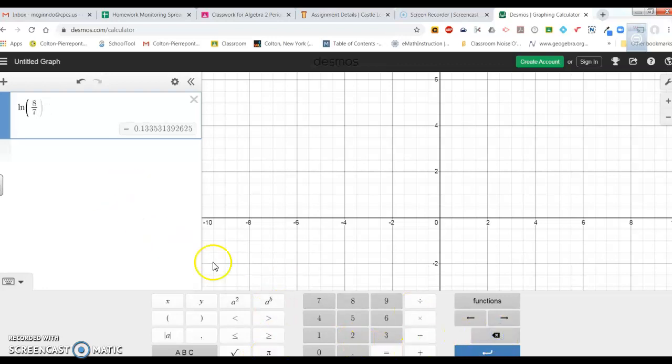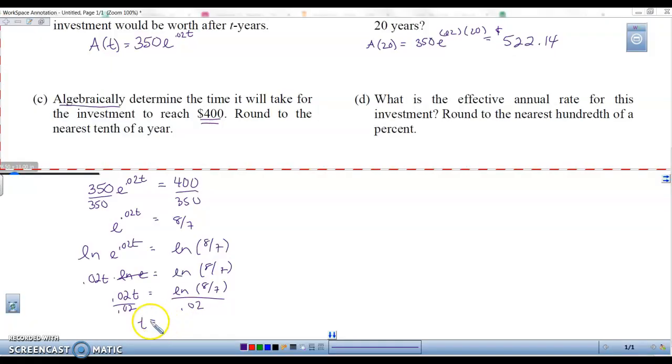Forward arrow first to get rid of the parentheses. And then divided by 0.02. And you see it comes out to be approximately 6.67. So this is 6.67 to the nearest tenth of a year. So t is going to be approximately 6.7 years.